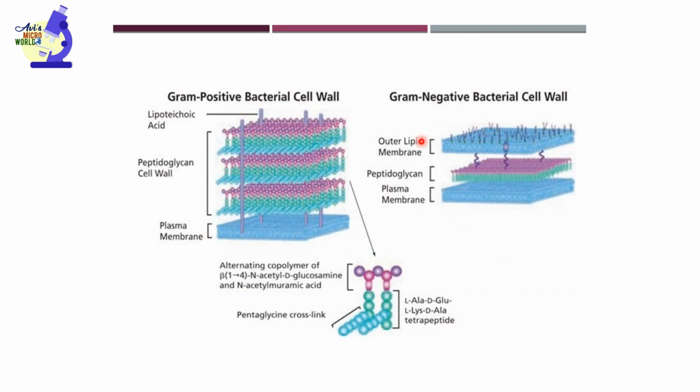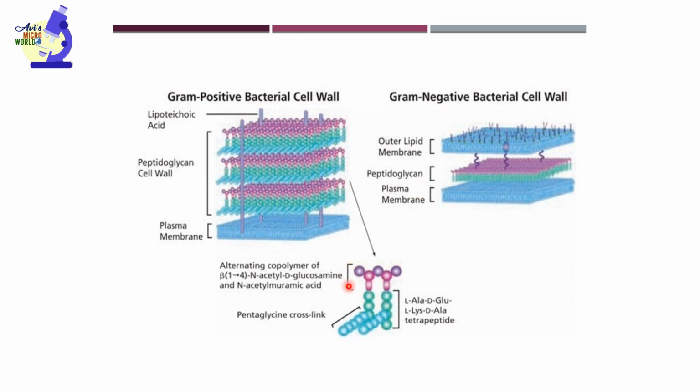You can see here the two types of cell walls and the peptidoglycan part in the cell wall. In gram-positive bacterial cell wall, as I told you, it is present above this plasma membrane, whereas in gram-negative bacteria, you see it is present as a sandwich in between the outer lipid membrane and the plasma membrane.